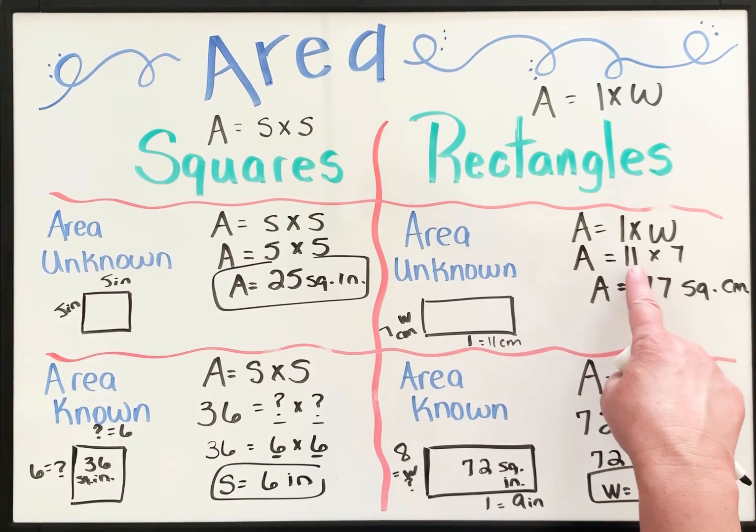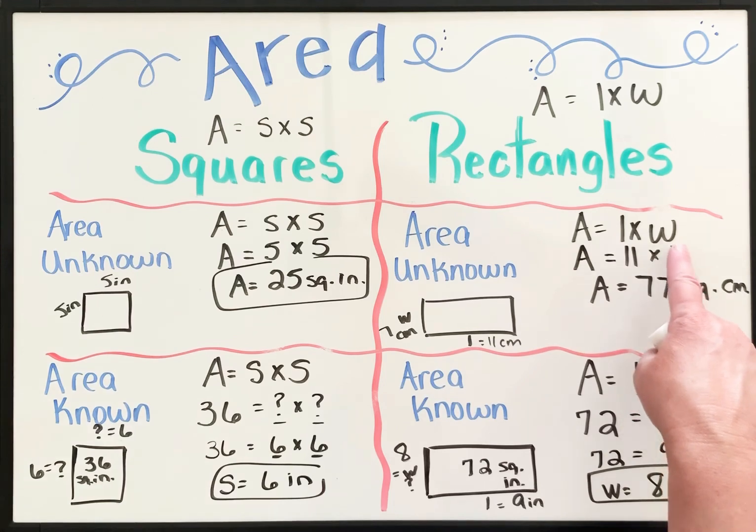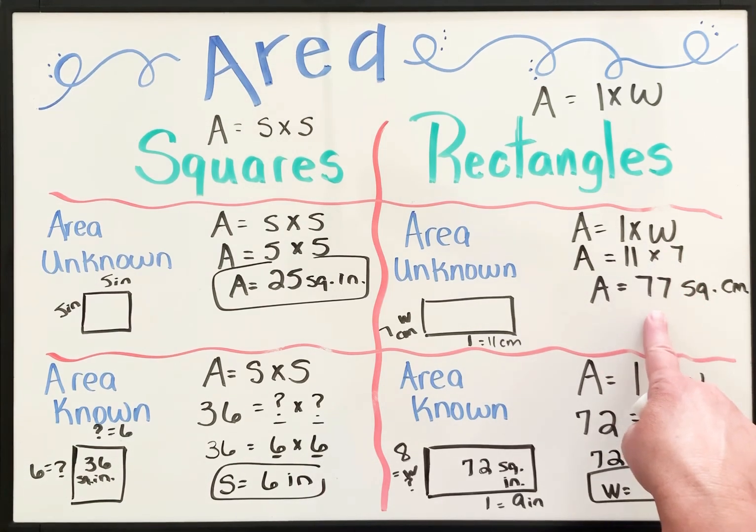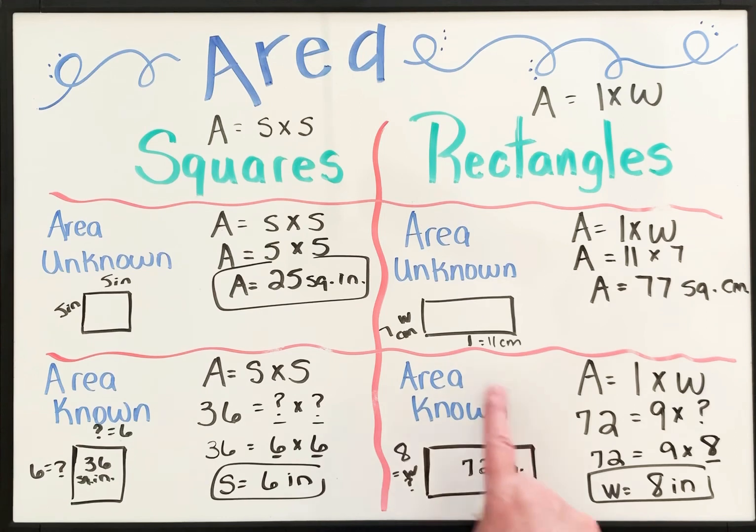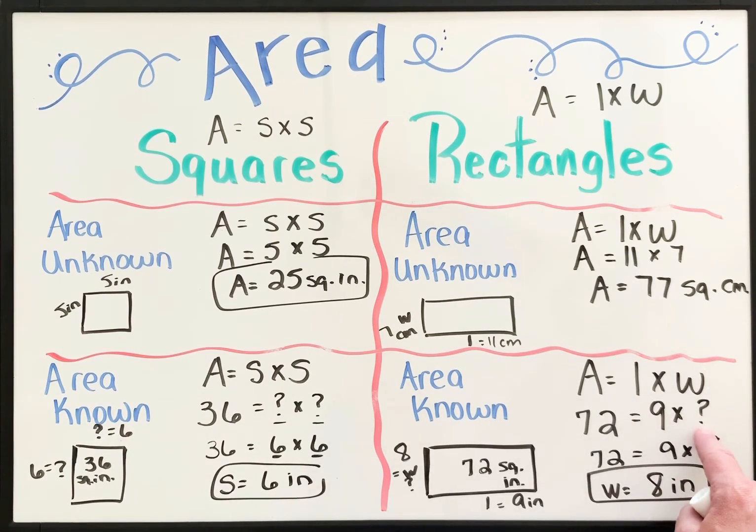We just took our numbers and plugged them in for our length and for our width, did the math, and found it. And then if your area is known, you plug in your area and the part that you do know. Either you know your length or you know your width. And then from there, you have to think backwards. Something times 9 got me to 72, or we didn't even talk about division. I could have thought 72 divided by 9 gets me to what? And we came up with 8 inches.